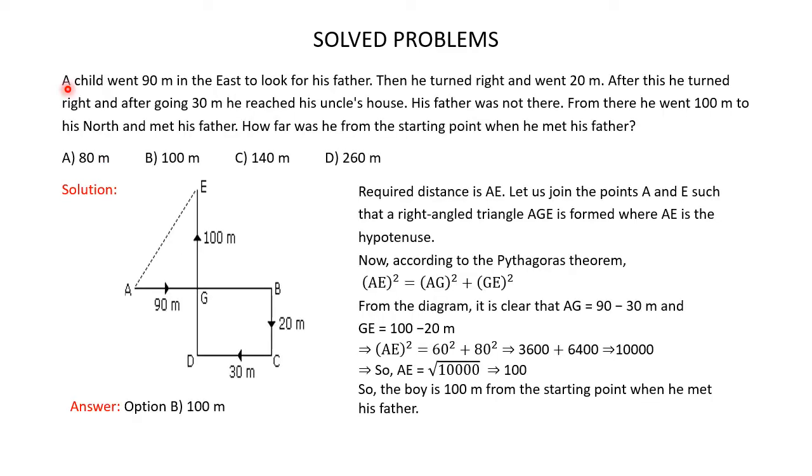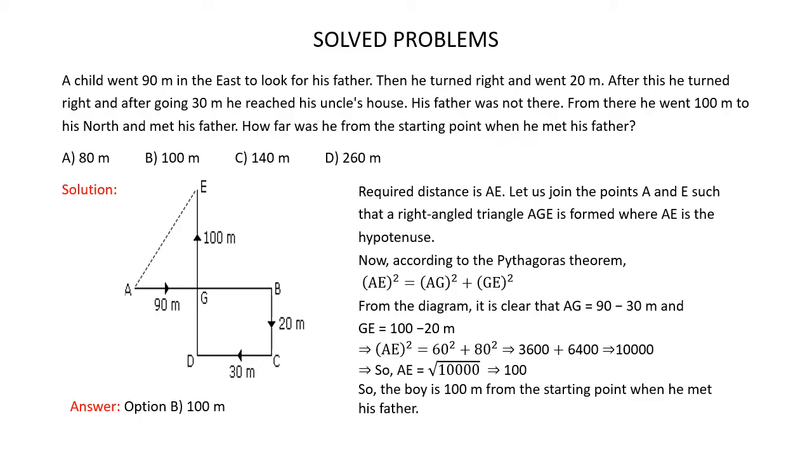A child went 90 meters in the east to look for his father. Then he turned right and went 20 meters. After this, he turned right and after going 30 meters, he reached his uncle's house. His father was not there. From there, he went 100 meters to his north and met his father. How far was he from the starting point when he met his father?